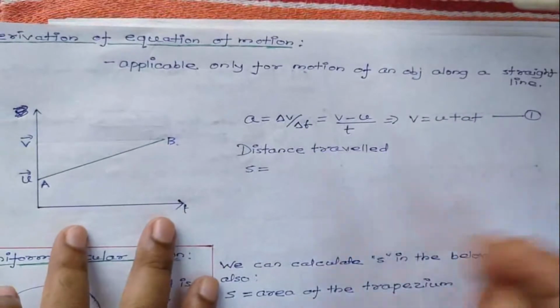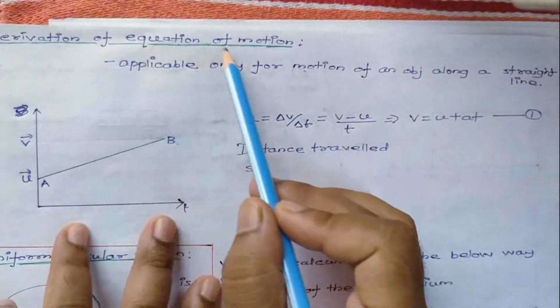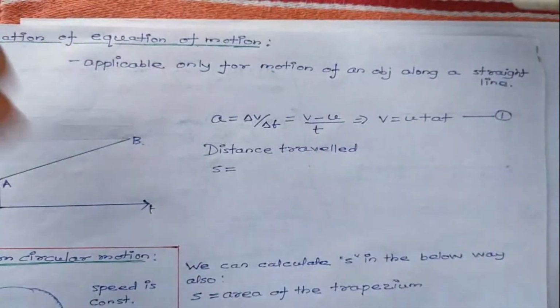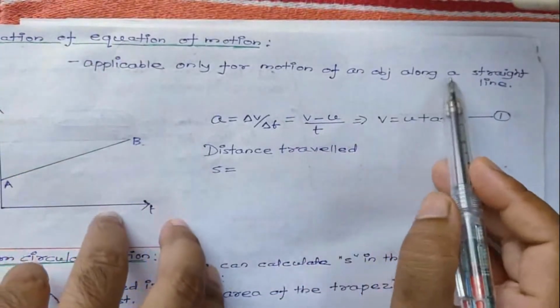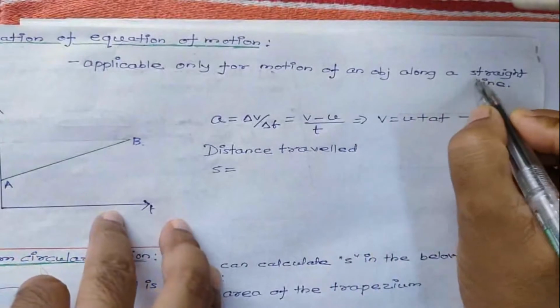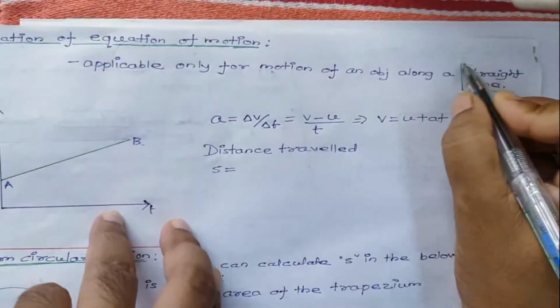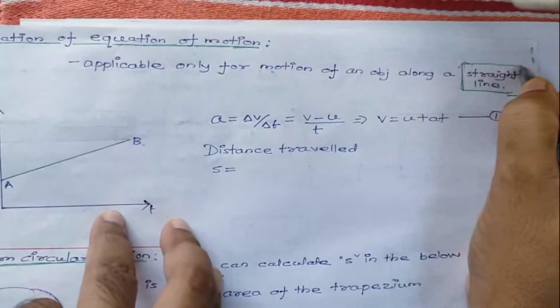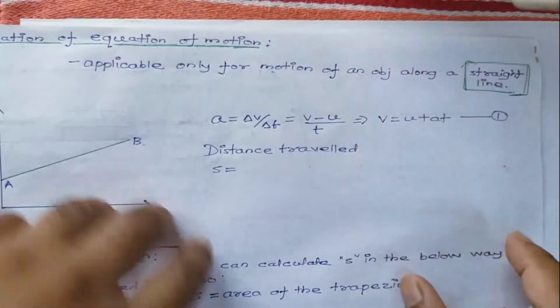So what is written here, guys? Derivation of equation of motion, applicable only for motion of an object along a straight line. Just keep this fact in mind. This is only applicable for straight line motion. This is very important for us to keep in mind.